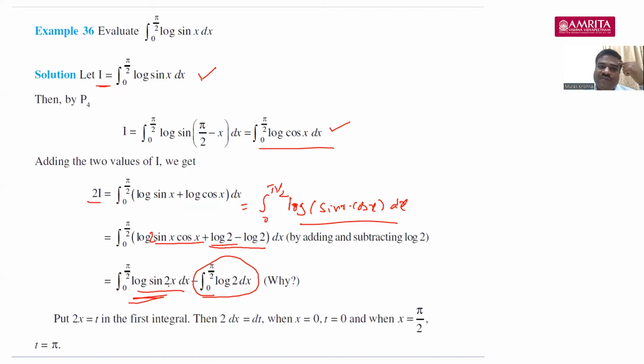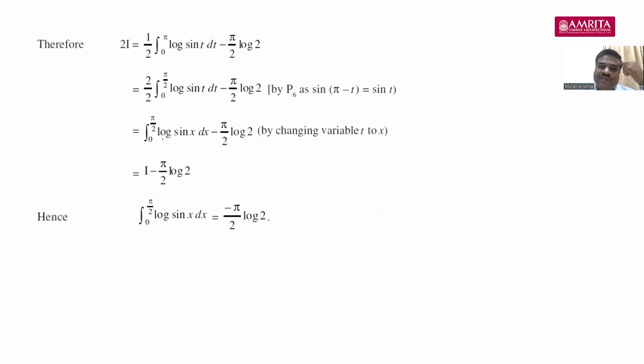Now you see the strategy. They changed this tx to 2x to t, and converted this problem into a new problem. That problem converted as integral 0 to pi log sin t dt. Please look into this.